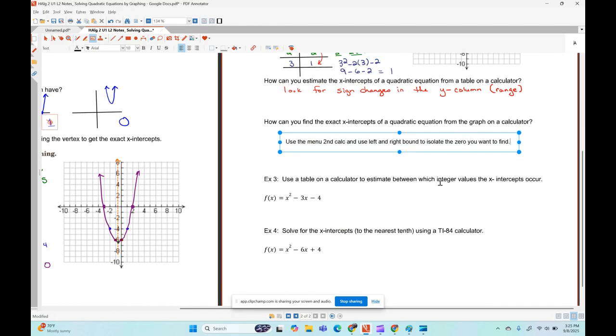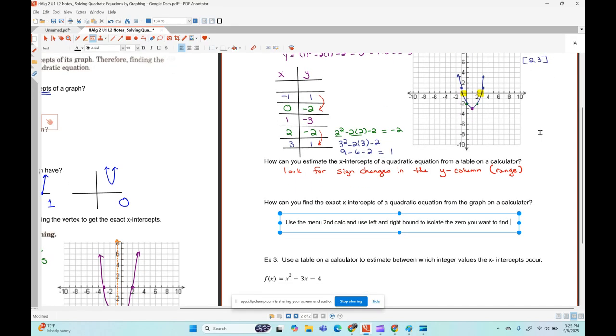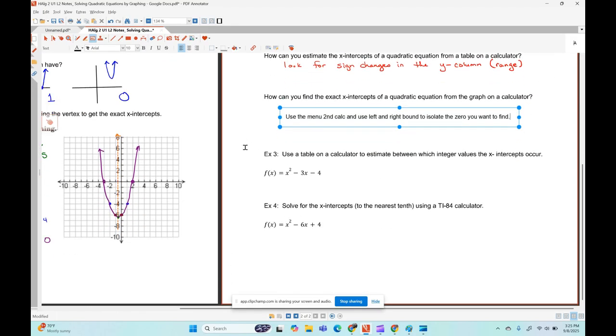So use the table on the calculator to estimate between which integer values these x-intercepts occur. So I would like for you to try that one now. Oh, by the way, the one we just did, there's our negative 0.73 and our positive 2.73, just like where we said they existed. But we're going to get the exact x-intercepts for x squared minus 3x minus 4 on the calculator.